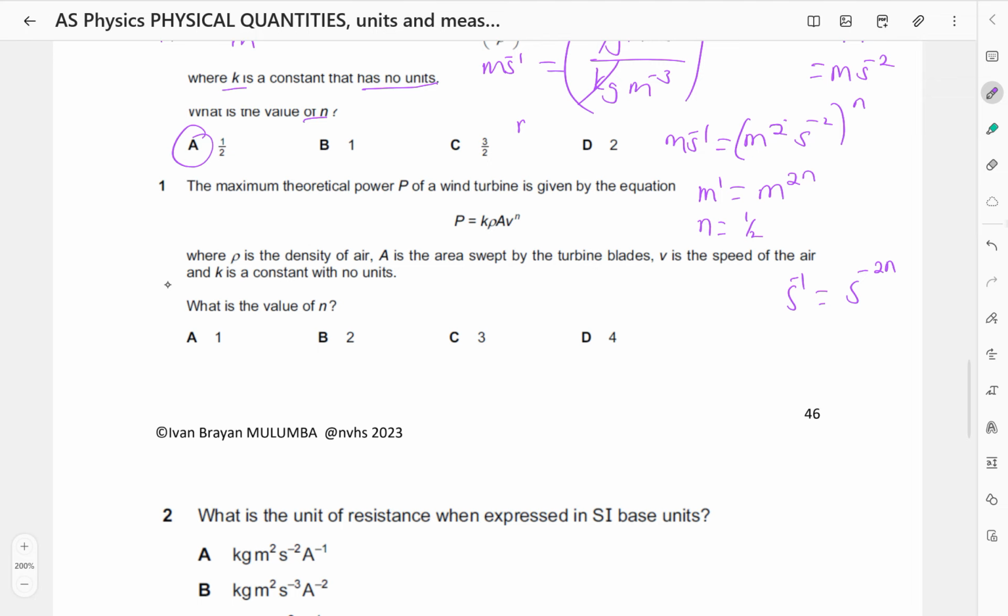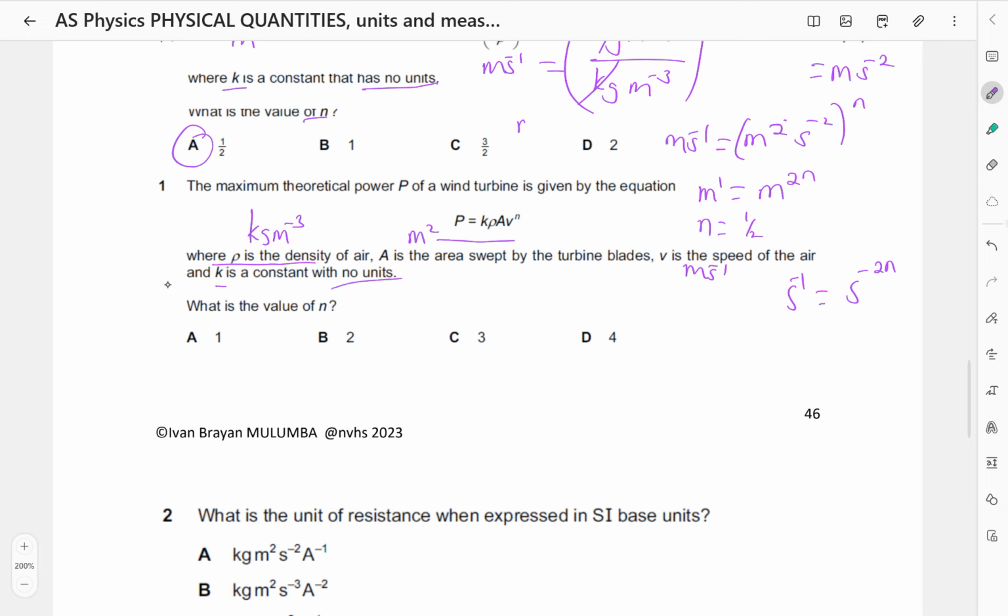The maximum theoretical power P of a wind turbine is given by that equation. P is equal to K rho A V power n. Rho is density, that is kilogram per meters cubed. A is area, which is meters squared. V is speed, which is meters per second. K is a constant with no units. What is the value of n?